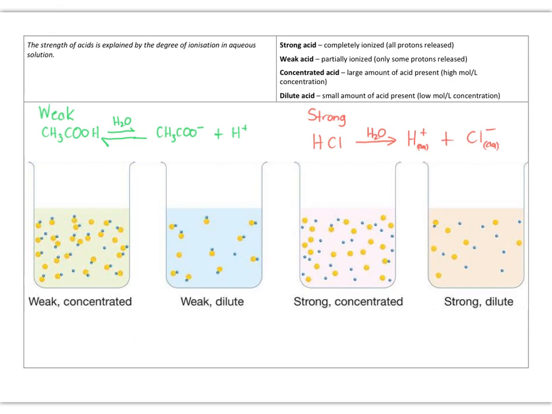So, very important you understand that difference between a strong and a weak acid, and a concentrated and a dilute acid, and you realise that just because it's concentrated doesn't make it strong, or just because it's weak doesn't make it dilute. Concentrated and dilute is about how many particles are present. Strong and weak is about how many hydrogen ions are released.